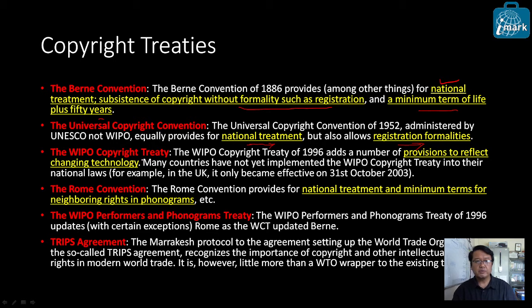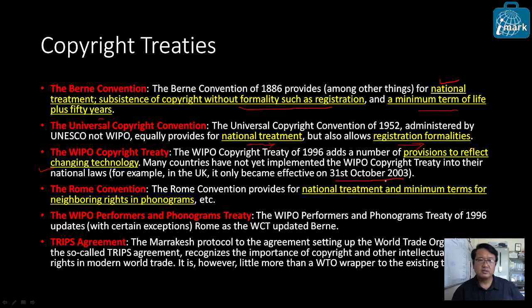Then we have the WIPO Copyright Treaty in 1996. It adds a number of provisions to reflect changing technology, because by this time digital technology has become widespread. We have digital books, digital articles, and so on. So this convention recognizes that these digital materials should also be brought into the framework of copyright. Though it is way back in 1996, many nations did not incorporate it in their national law. For example, in the UK, it became effective only on 31st October 2003.